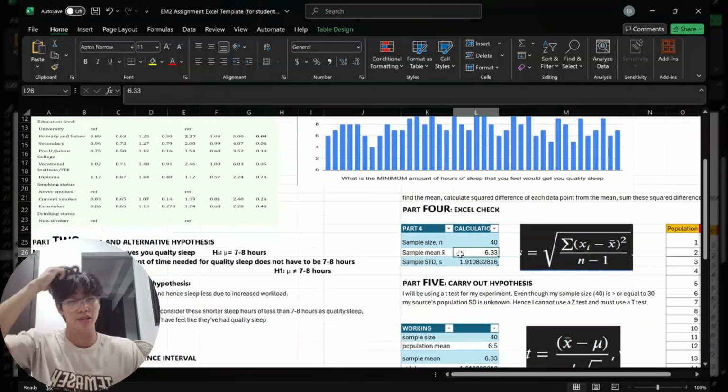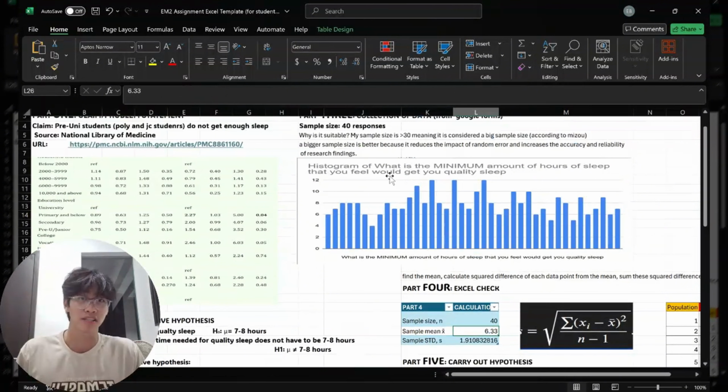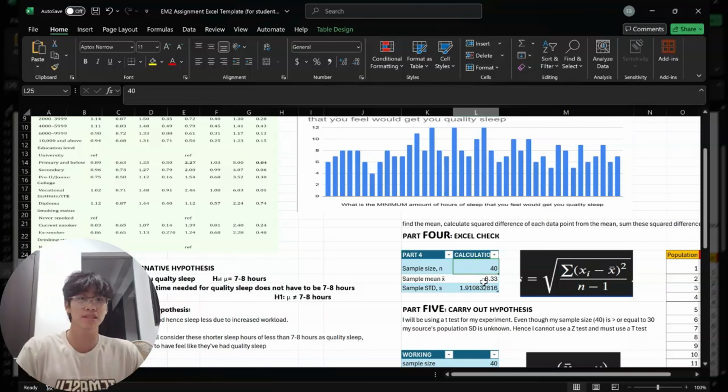For the sample mean, we'll actually take the sum of all the hours over here divided by our sample size 40, which gives me 6.33. Moving on to standard deviation, the formula is basically the sum of the square differences divided by n minus 1, where n is our sample size, and we square root the whole thing.